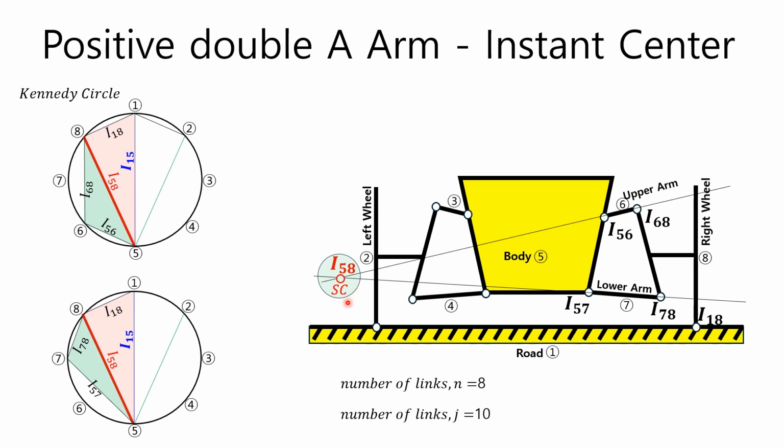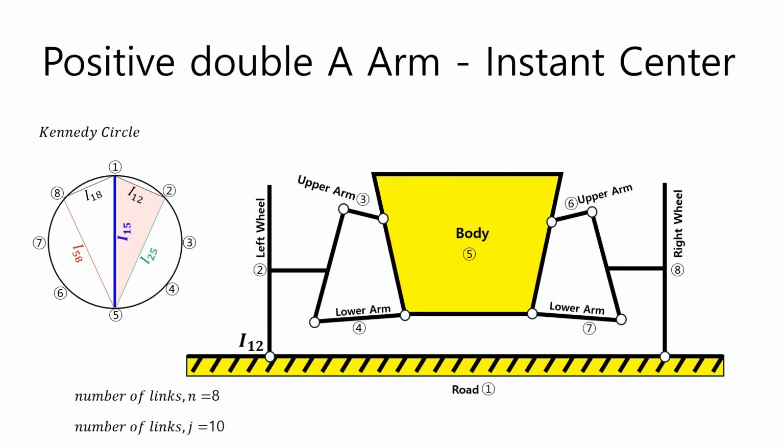Since we found the first swing center, I58, let's find the instant center I25 in the same way. Let's look at the triangle 125 of the Kennedy circle. According to Kennedy's theorem, the instantaneous centers of each line segment of the triangle 125 must all be in a straight line. Among the three instant centers, the I12 is a joint connecting link 1 and link 2, so it can be easily found, as shown in the figure.